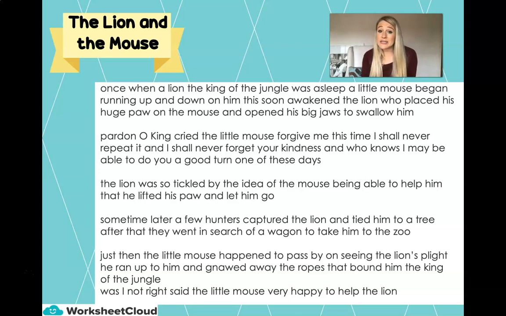The lion was so tickled by the idea of the mouse being able to help him that he lifted his paw and let him go. Sometime later, a few hunters captured the lion and tied him to a tree. After that, they went in search of a wagon to take him to the zoo. Just then, the little mouse happened to pass by. On seeing the lion's plight, he ran up to him and gnawed away the ropes that bound him. "The king of the jungle, was I not right?" said the little mouse, very happy to help the lion.